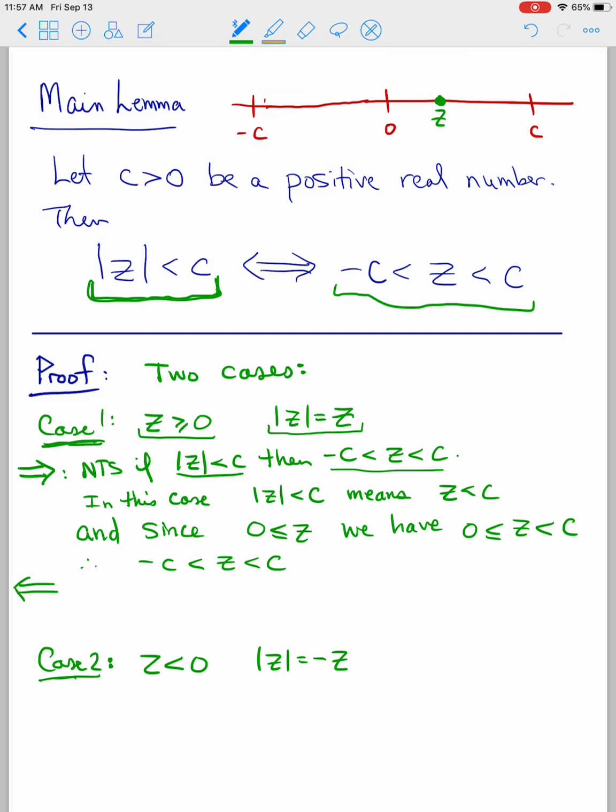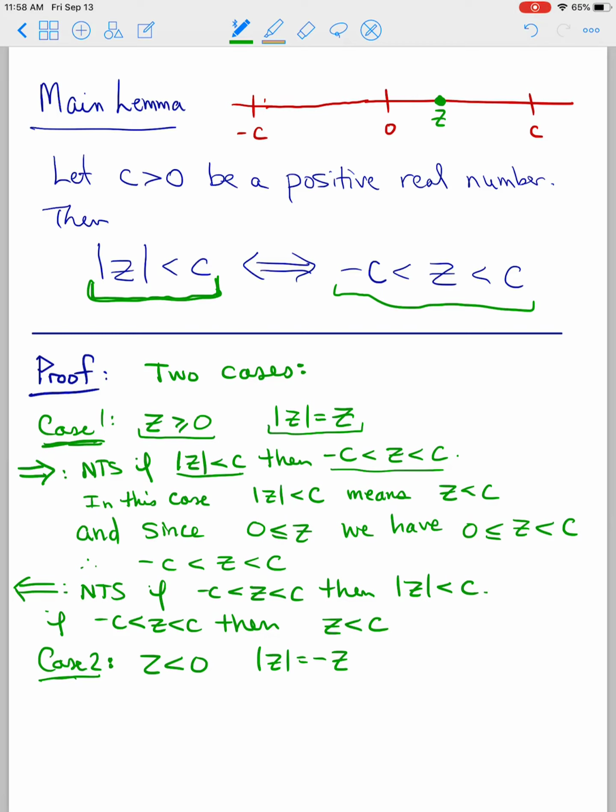Now we have to do the backwards direction. So now let's see, need to show that if z is between negative c and c, then the absolute value of z is less than c. Okay. And again, what are our assumptions? Well, we know that if this is true, then certainly that's going to mean that z is less than c, right? Because that's just half of that inequality.